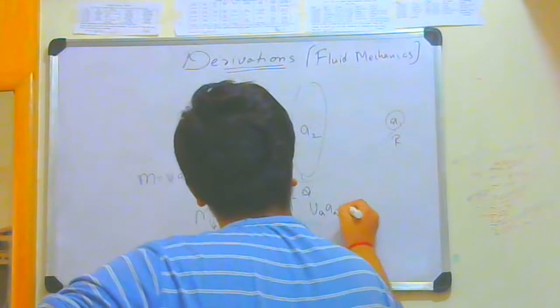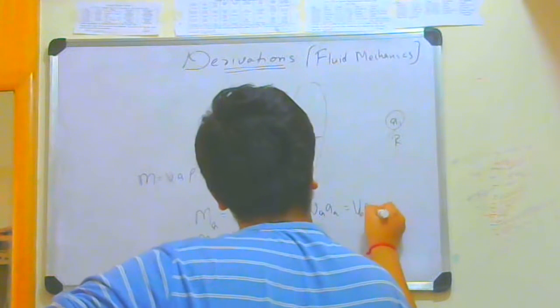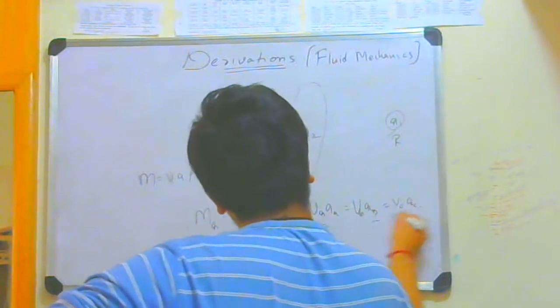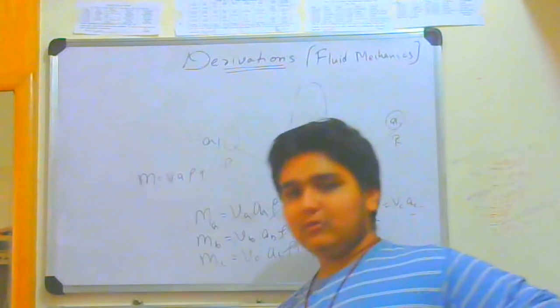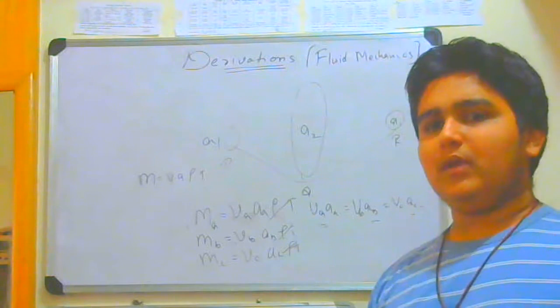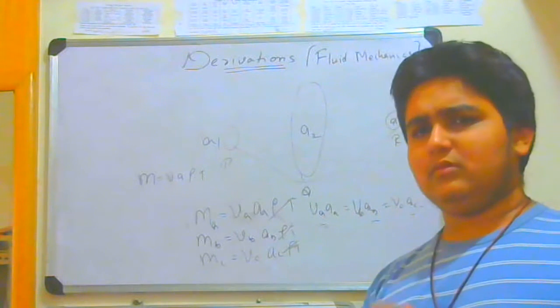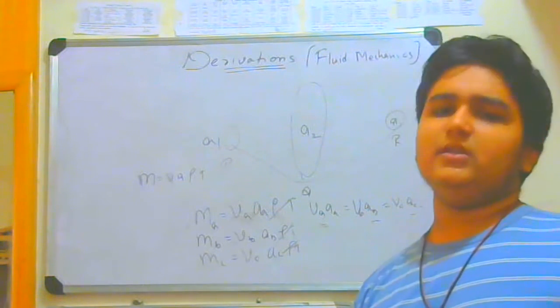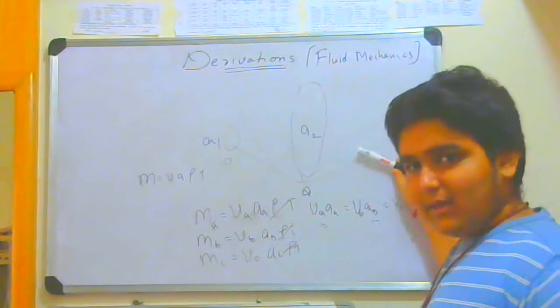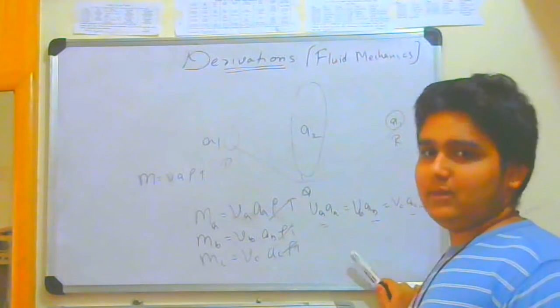VA AA equals VB AB equals VC AC. And this is nothing but the rate of flow. So the rate of flow across the... any flow with various area of cross section remains the same. Area of cross section हालांकि यहाँ पे अलग अलग है, फिर भी आपका rate of flow same है. That is the law.